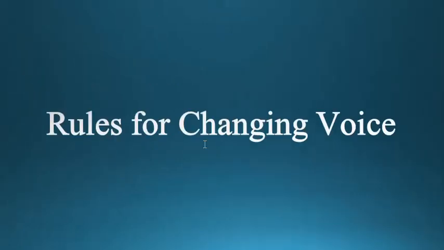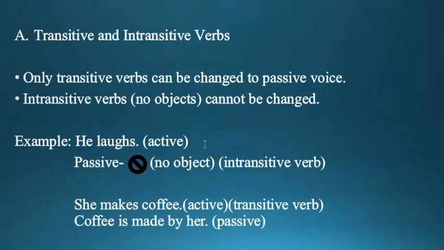Now let's learn some rules for changing the voice. These are basic things: transitive and intransitive verbs. What is a transitive and intransitive verb? You have to know that. Only transitive verbs can be changed to passive voice. So what are intransitive verbs? Intransitive verbs are verbs which do not require an object. For example, see the sentence: he laughs. He is the subject, laughs is the verb, and it doesn't require an object.